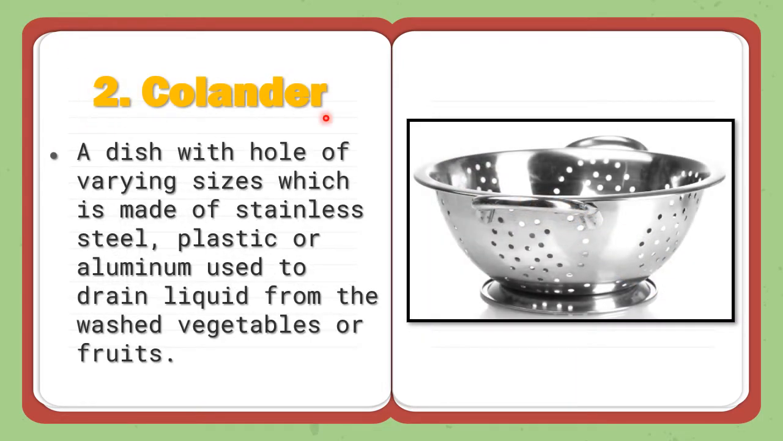Next, number 2, we have colander. This is an example of an image of a colander. It is a dish with holes of varying sizes which is made of stainless steel, plastic, or aluminum. Used to drain liquid from the washed vegetables or fruits. So, meron tong iba't ibang sizes, class, and also ang material na ginamit pwedeng stainless steel, plastic, or aluminum.